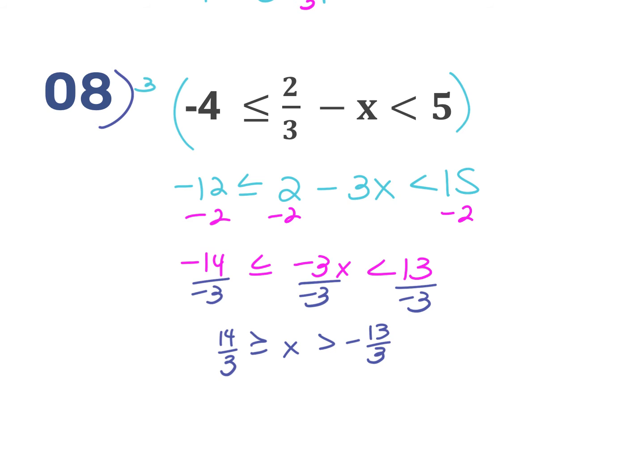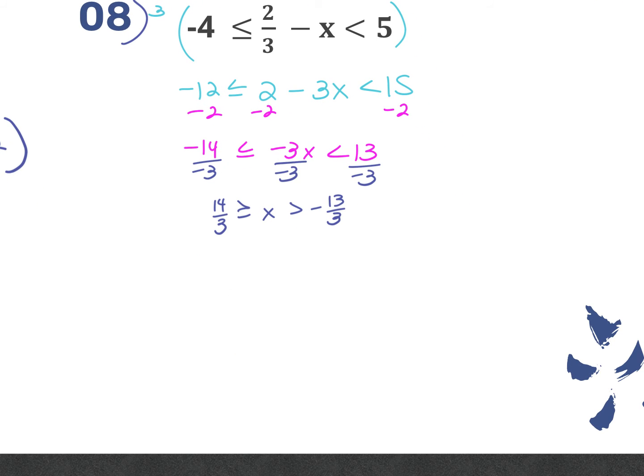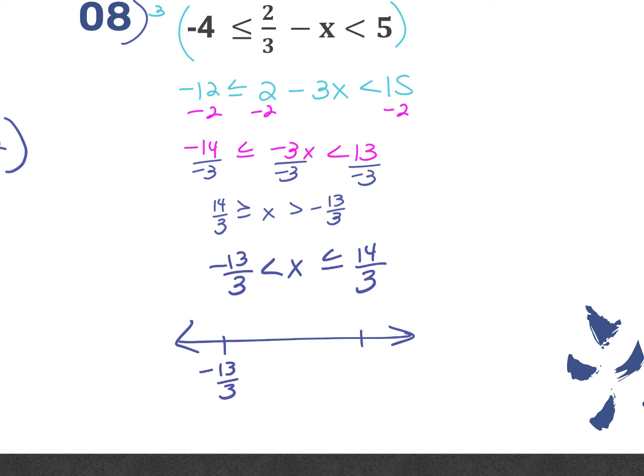Notice if it was or equal to, it stays or equal to, and if it was just less than, it stays that way. It just flips the direction. So think about what that statement says. That's basically saying x is less than 14/3, but greater than negative 13/3. If you want to flip it so it matches your number line, go ahead and do that. The smaller one should come first. The big part of that inequality still opens towards the x, and then it's 14/3. So on my number line, I can just do the negative 13/3 and the 14/3.